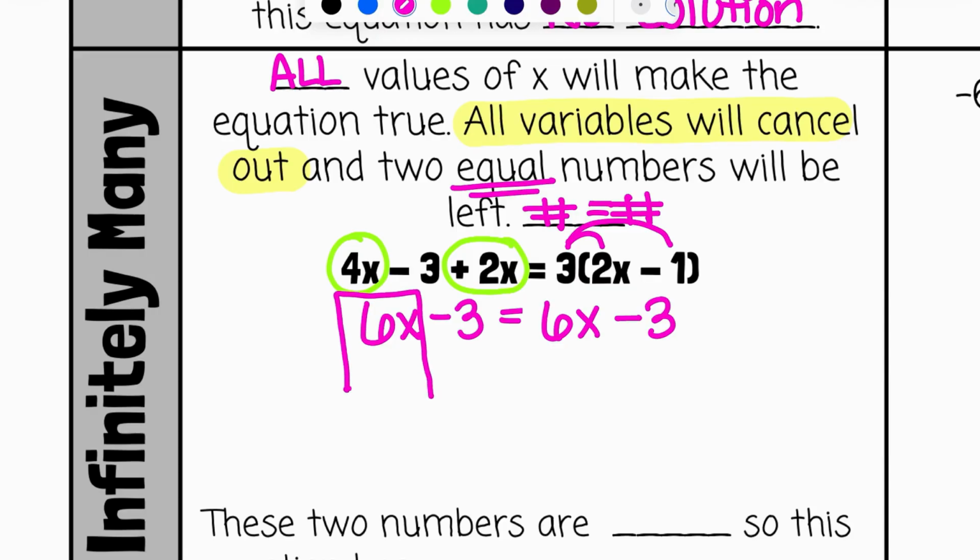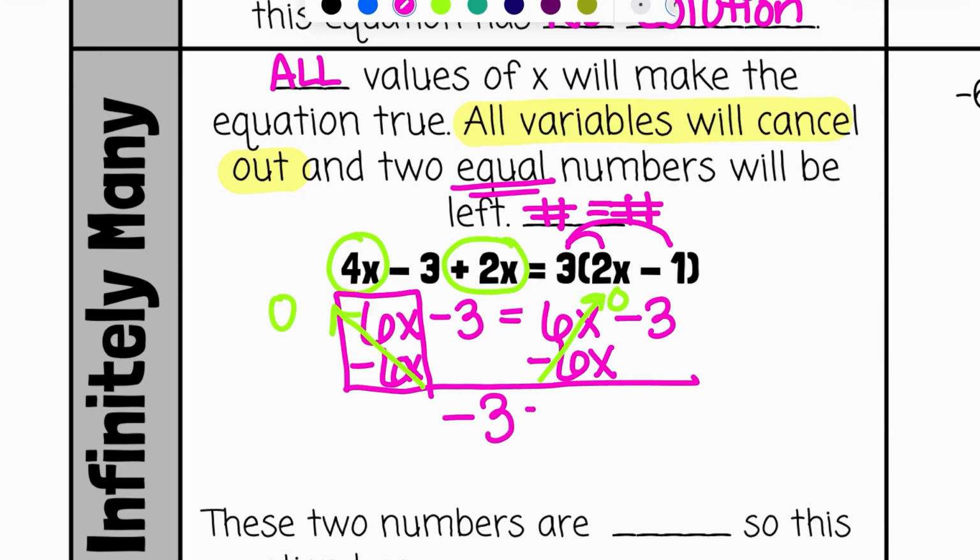So let's say I just kept working, and I boxed this 6x, and I moved the other one, so I know I need to subtract 6x. Well, this made a 0, and this made a 0. Well, what's left over? On the left side, I have negative 3, and on the right side, I have negative 3. Those two numbers are equal. That's a true statement. So this equation is said to have infinitely many solutions.